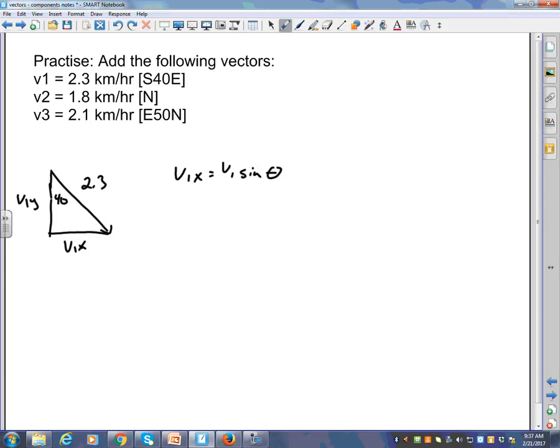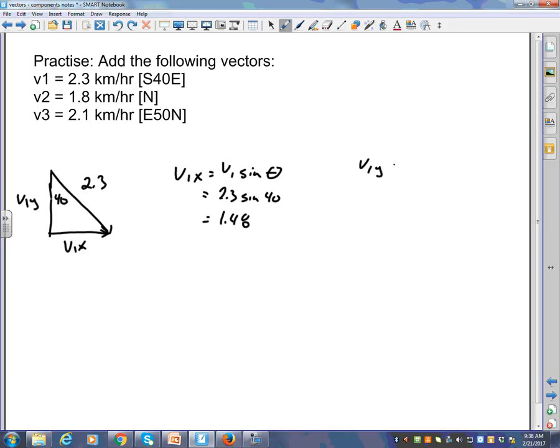Whether or not you write that down is up to you. I just did it by habit there. So that would be 2.3 times the sine of 40, which is 1.48, and it's to the right, so it's positive. And then I like to do the y beside that.